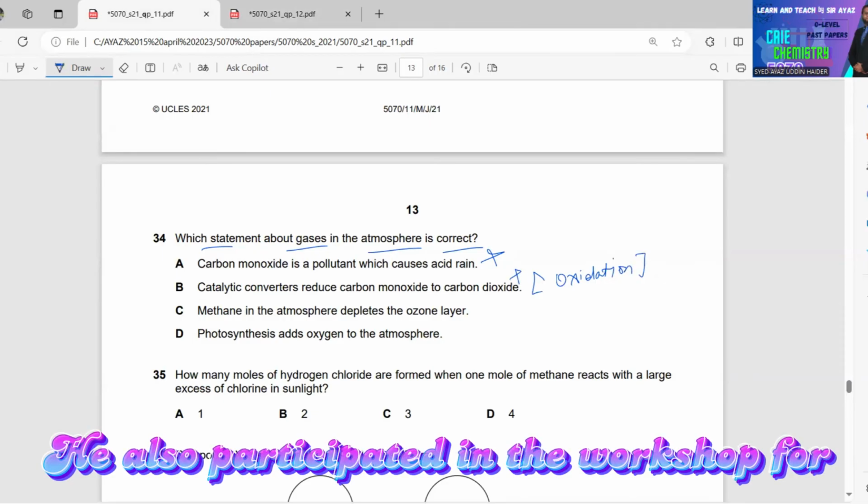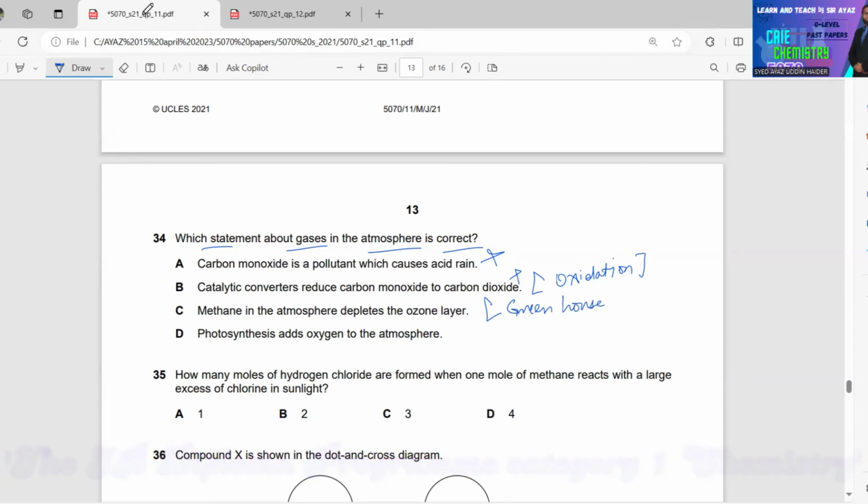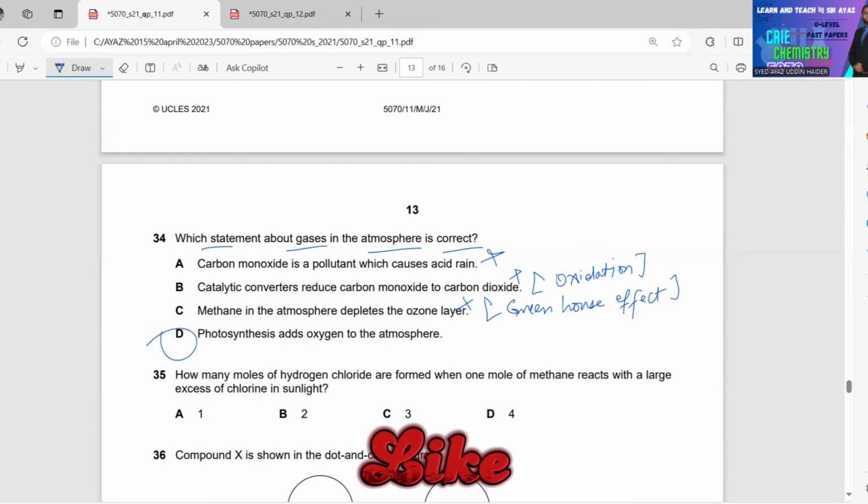C. Methane in the atmosphere depletes the ozone layer. No. Methane is a greenhouse gas, responsible for the greenhouse effect. It's also incorrect. D must be the right answer. Photosynthesis adds oxygen to the atmosphere.